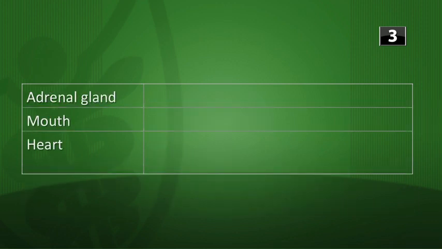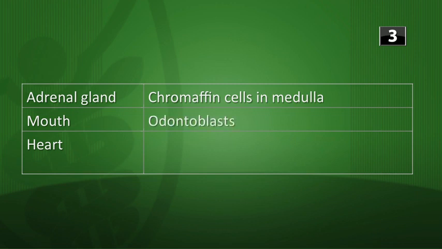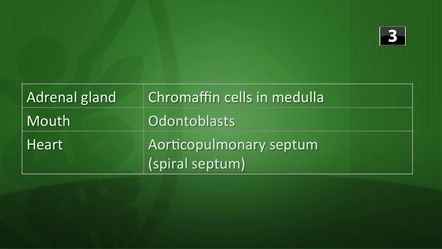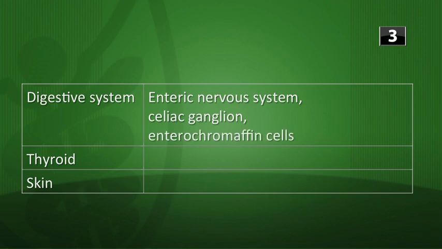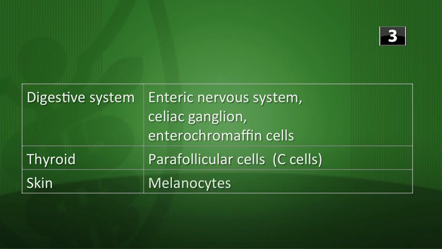The adrenal gland, we have the chromaffin cells and the medulla. For the mouth, we have the odontoblasts. In the heart, we have the aorticopulmonary septum, so that's the spiral septum. In the digestive system, we have the enteric nervous system, the celiac ganglion, the enterochromaffin cells that secrete serotonin. In the thyroid, we have the parafollicular cells, so these are also known as the C cells. And in the skin, we have the melanocytes. All right, guys, so that's it for the 3-question warm-up. Let's get to that lecture.